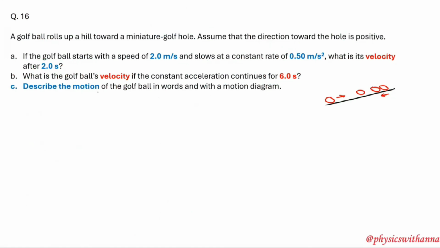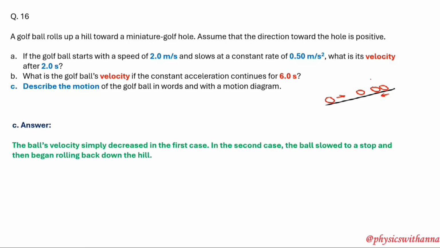Then we discuss part C of the question. Describe the motion of the golf ball in words with a motion diagram. So the golf ball is initially going up the hill, and when it is going up the hill, its speed is decreasing. It becomes minimum at the top and then it starts to come back down. When it is coming back down, its velocity is negative and it will be increasing. So you have to describe this in words.